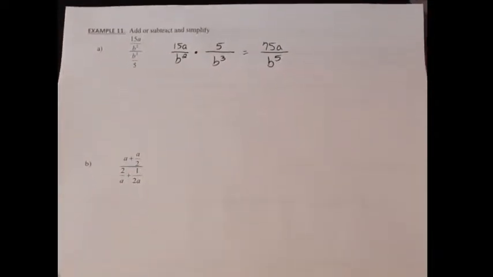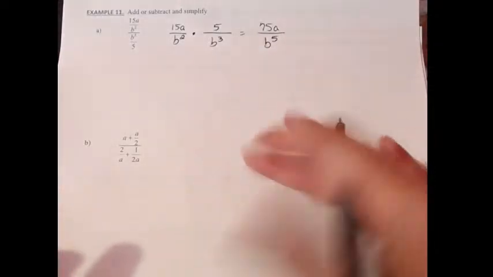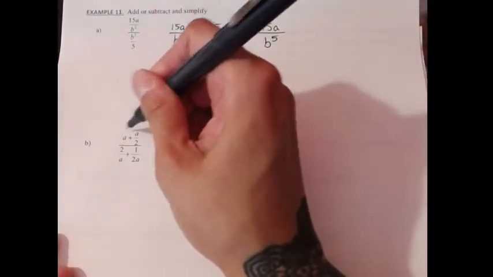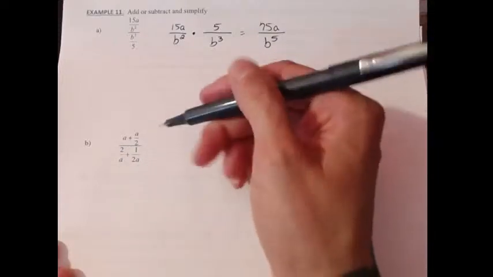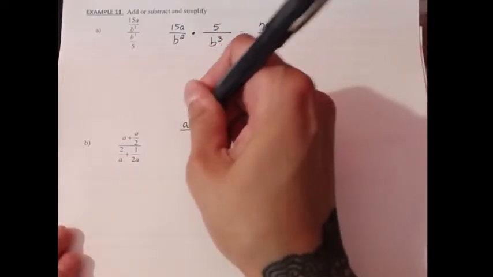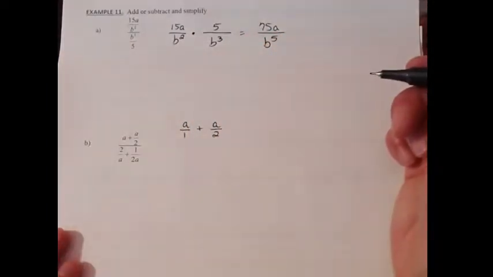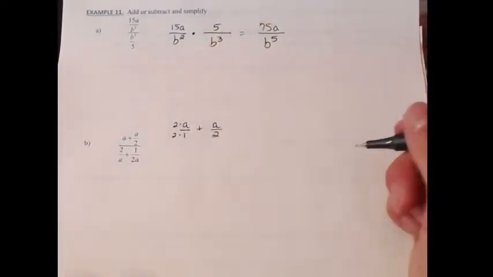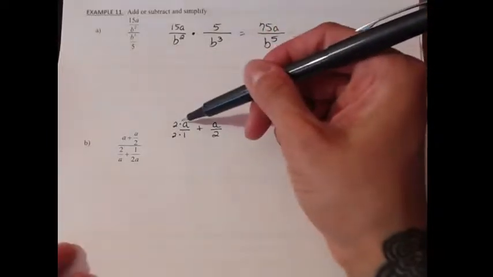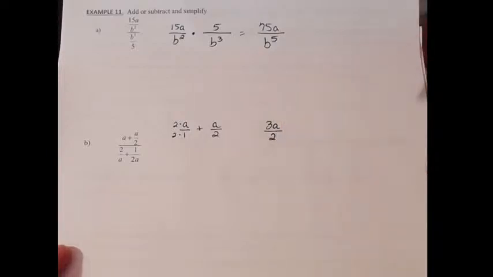Check out part B. We have a plus a over 2. Again, treat them like two separate problems. So we're going to look at just the numerator of the complex fraction, and then we're going to look at just the denominator of the complex fraction. Okay. A over 1 plus a over 2. My LCD is going to be 2. So let's introduce that factor to the first fraction. This gives me 2a plus a, which is 3a. And my common denominator is 2.